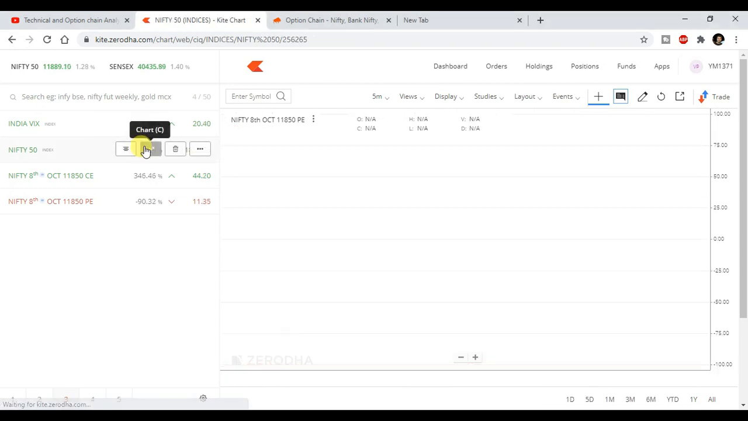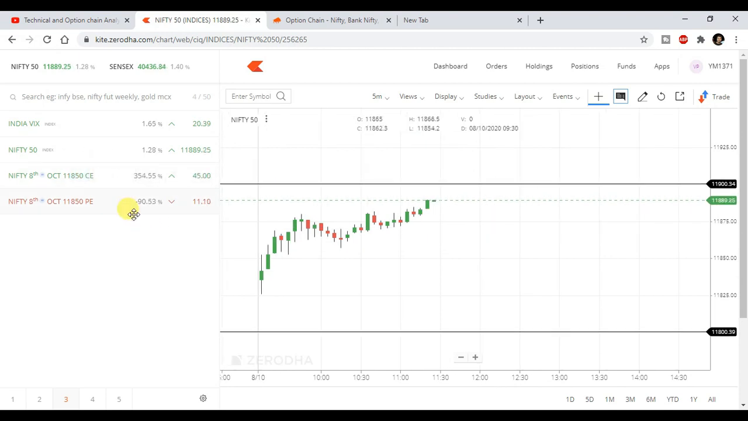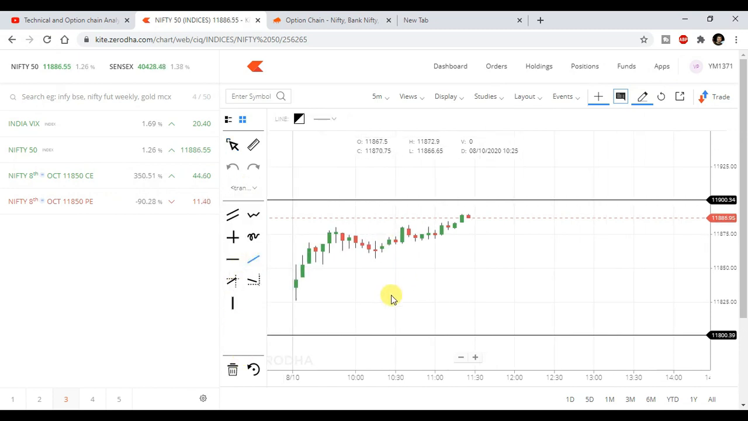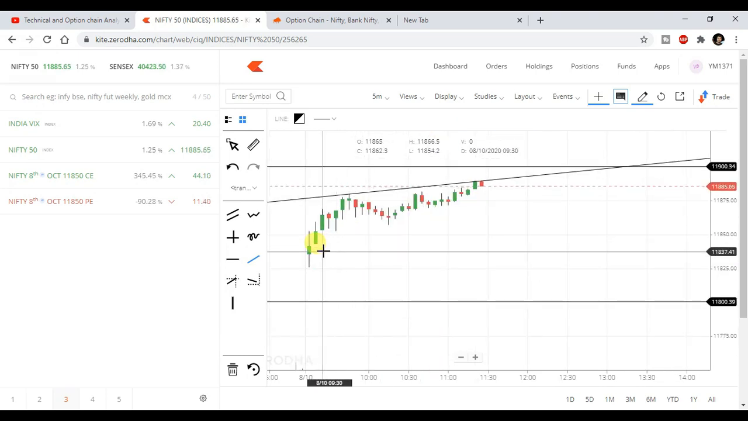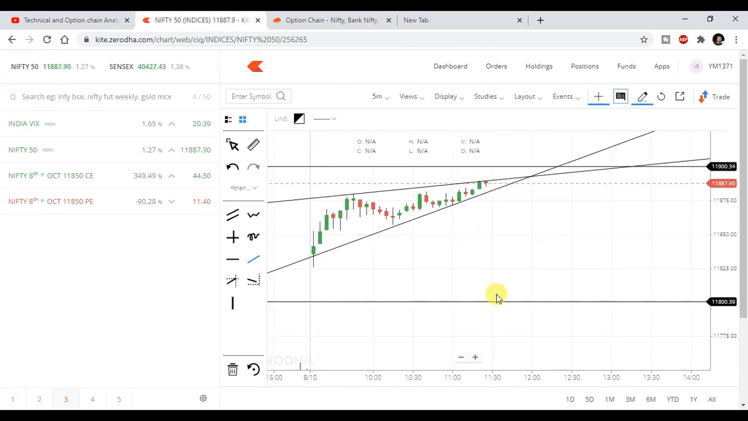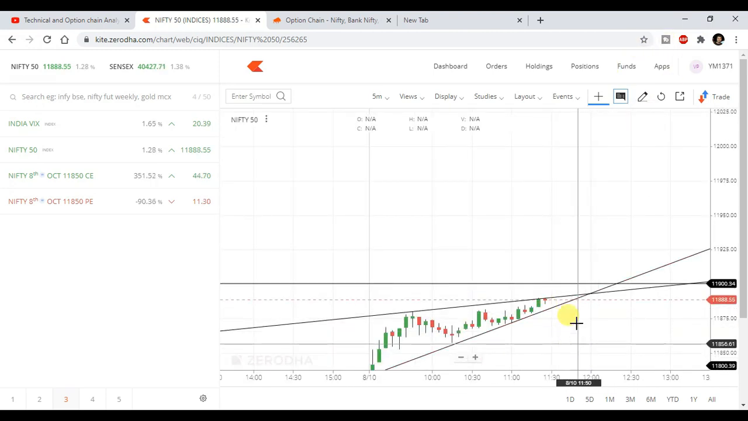As we can see, the Nifty has moved to the upper side, so the call is giving a loss while the put is giving a profit. I have drawn a horizontal line at the 11,900 resistance and the 11,800 support line. If we do some chart analysis over here, we can see a wedge pattern, which indicates that the Nifty will come down a little bit from here. This is an upper wedge pattern.